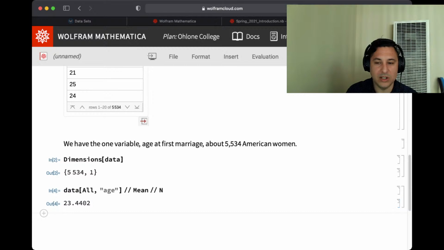There are two things to it here. The first part, which I'm highlighting, is you have to give it the data. So you give it the name of your data, you tell it to use all of the rows, and then you tell it the variable that you want to take the average of. I want it to take the average of age. Then you do // Mean to tell it to find the mean for you, and then you do // N, which tells it to turn it into a decimal. So I'll leave that there.